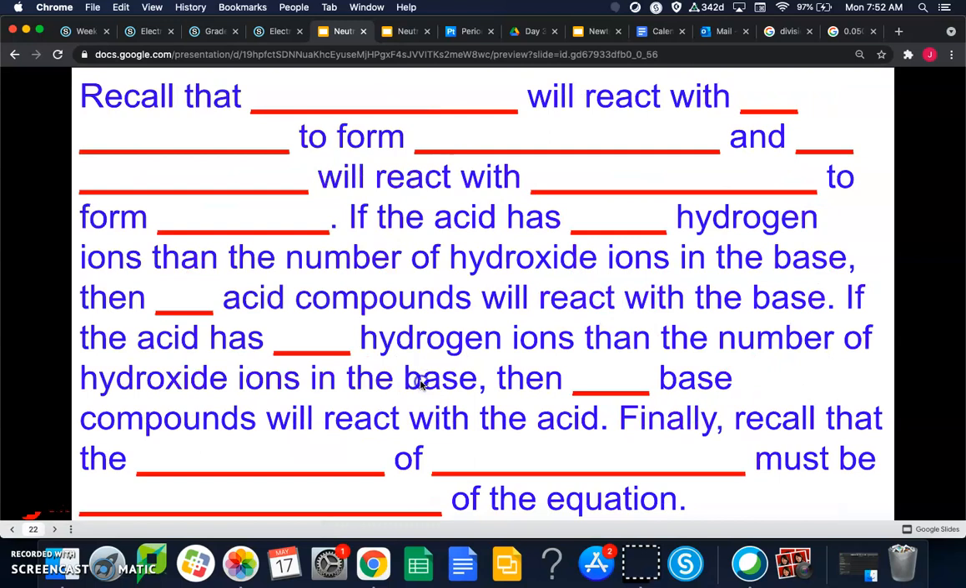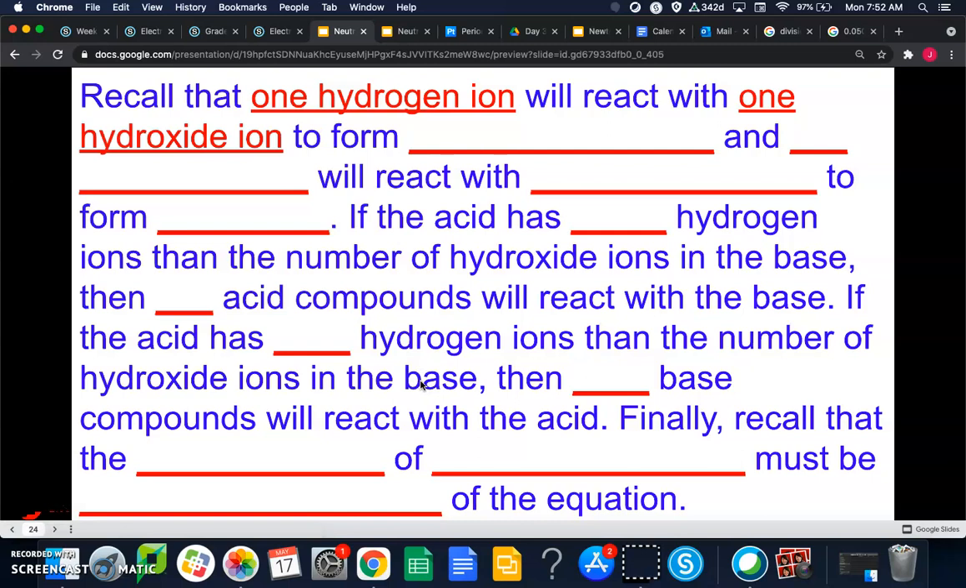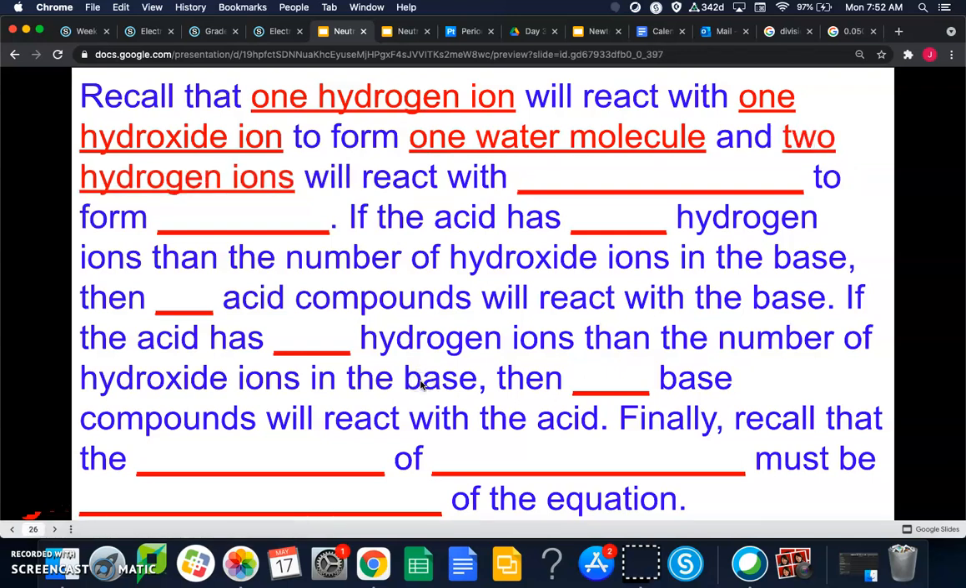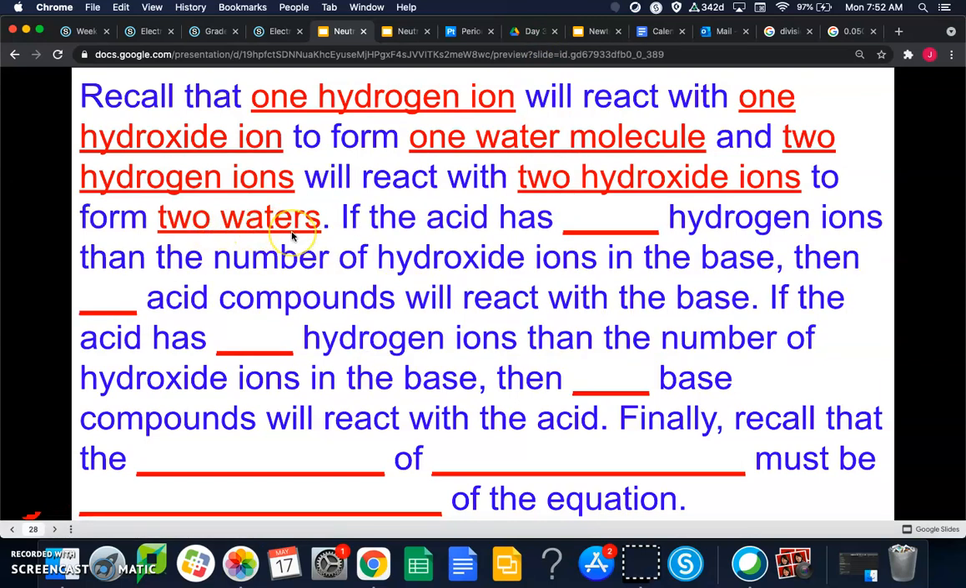All right, so recall that one hydrogen ion will react with one hydroxide ion to form one water molecule, and two hydrogen ions will react with two hydroxide ions to form two waters. So that's what's happening in these acid-base reactions: hydrogen is reacting with hydroxide to make water. And that happens in every single reaction. If you have twice as much hydrogen and twice as much hydroxide, you're going to make twice as many waters. And same thing if you have 3 hydrogens and 3 hydroxides, you're going to make 3 waters.